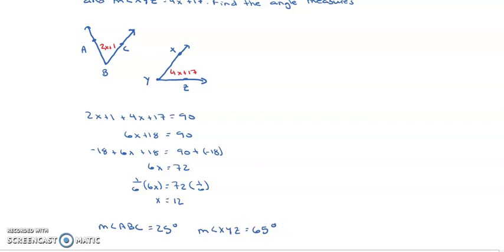And I'm going to do a quick little mental check. If I add those two up, I get that 90 degrees, which is what I want because they're complementary. All right, you now have everything you need to go tackle that homework.